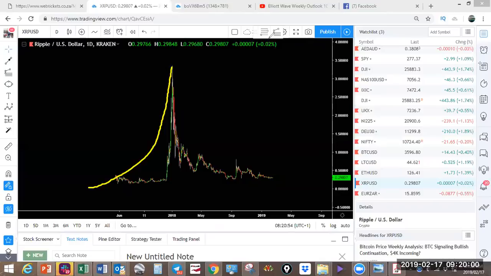So let's continue here. One, pullback, corrective structure, three-wave move, another corrective structure that I'm expecting.